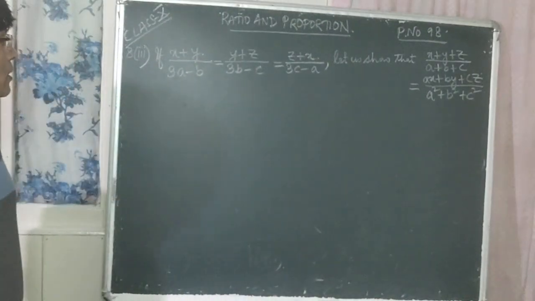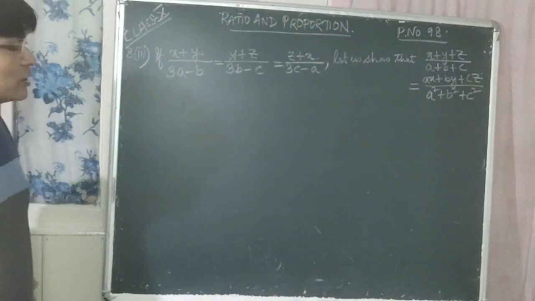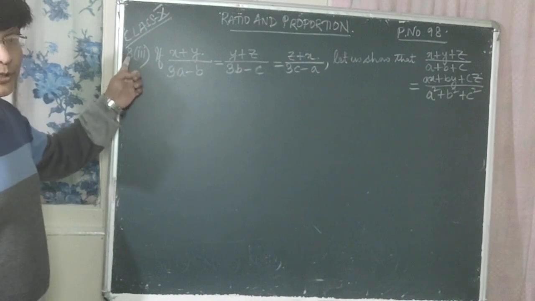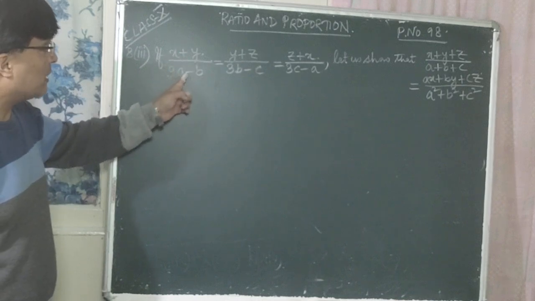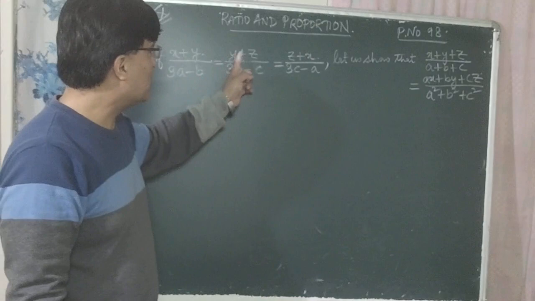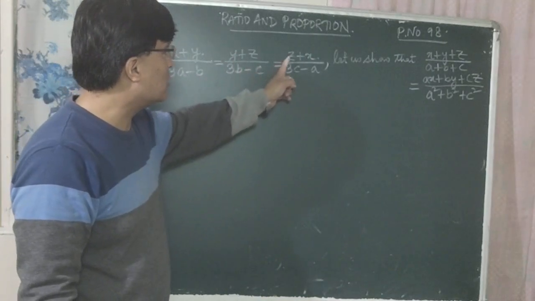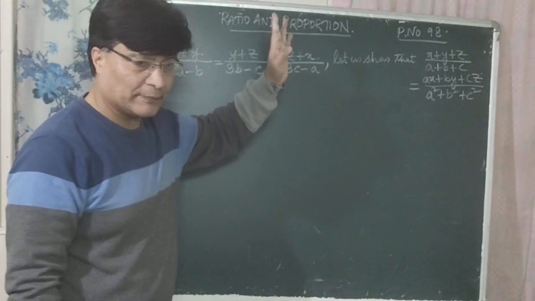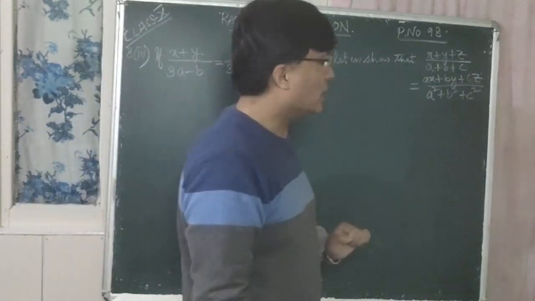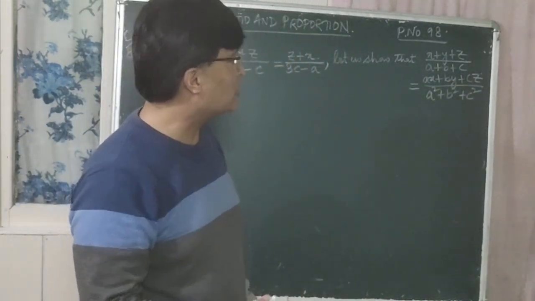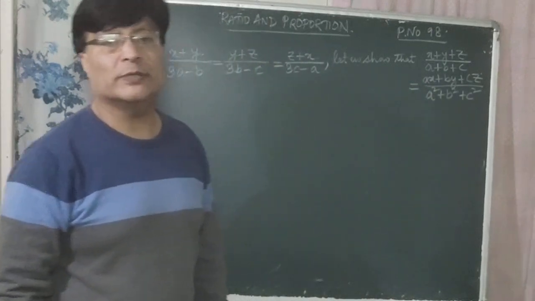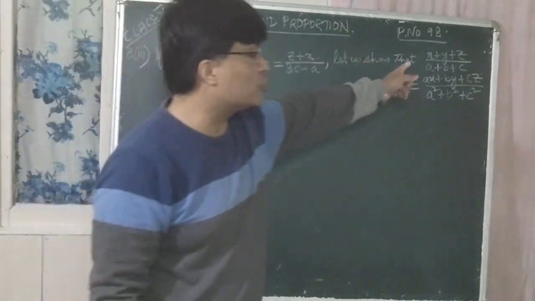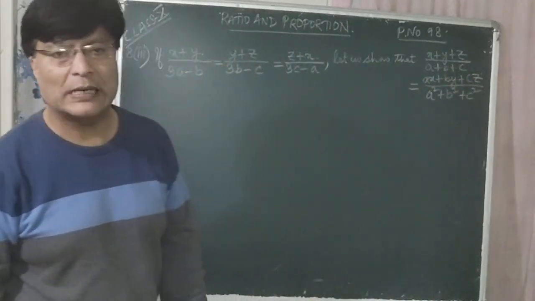So now we will do the next question, that is question number 3 of question number 8. So what is given here? This is the given part: x plus y upon 3a minus b is equal to y plus z upon 3b minus c is equal to z plus x upon 3c minus a. Let us prove that x plus y plus z upon a plus b plus c is equal to ax plus by plus cz divided by a square plus b square plus c square. So this relation is to be proved, that is LHS is equal to RHS.